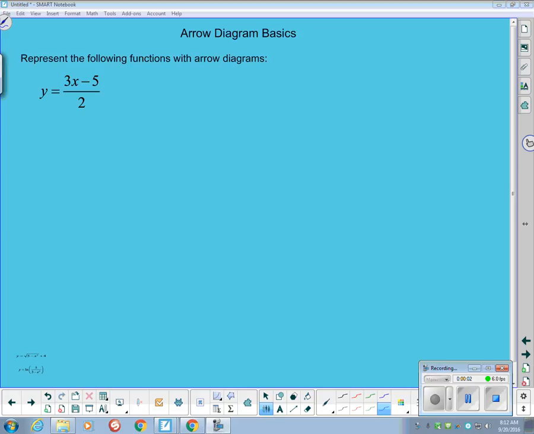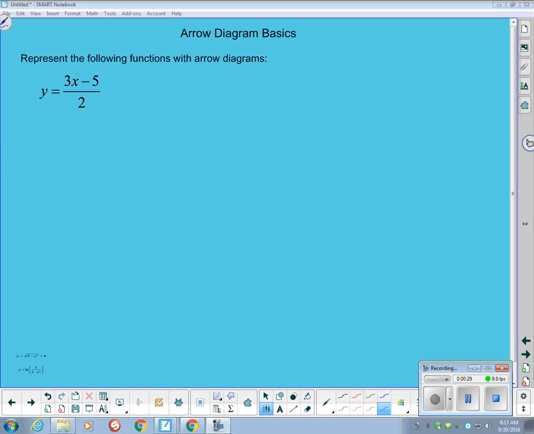Today we are going to take a look at some of the very basics of arrow diagrams, a representation that's based in composition of functions. So what you'll see here is a number of different functions that can be constructed as compositions. That's what arrow diagrams are the strongest at. So we will take a look at this first one, y equals (3x minus 5) over 2.